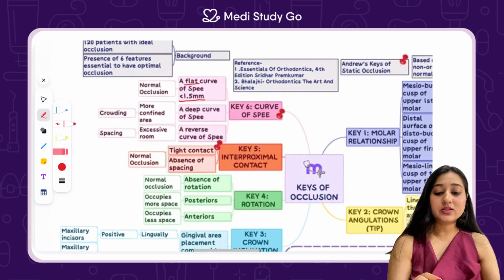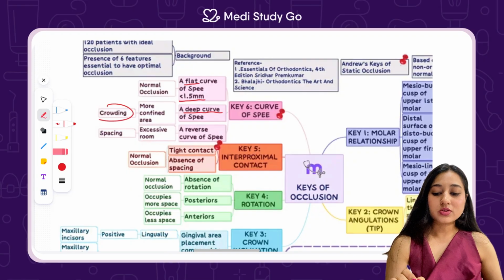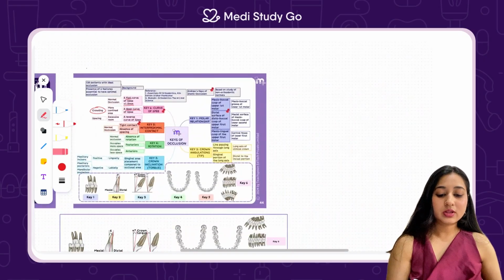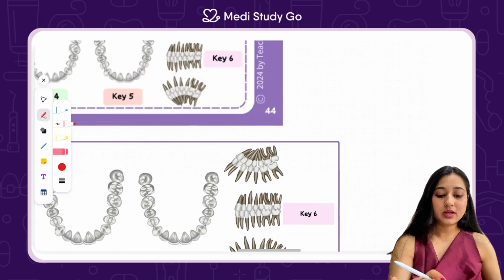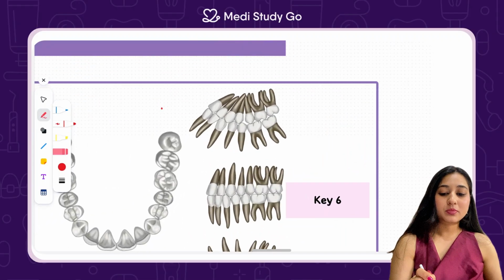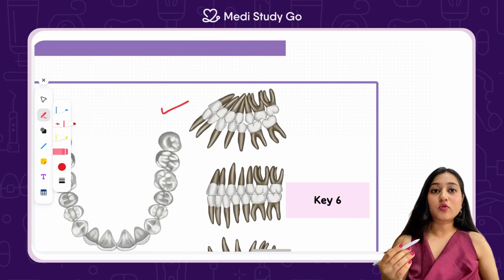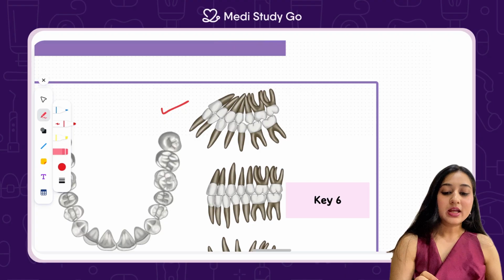In case there is a deep curve of Spee, this tends to cause crowding. So let's see what this means. Now this is the example of a very steep curve of Spee or a deep curve of Spee.